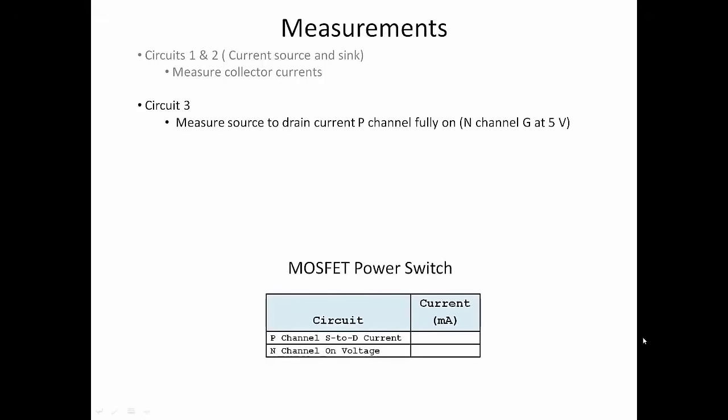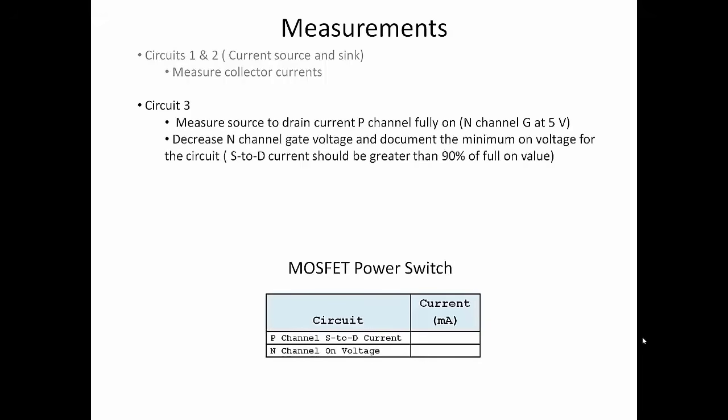For your first measurement, apply 5 volts to the gate of the N-channel MOSFET and measure the current that flows through the P-channel MOSFET to the load. For the second measurement, decrease the N-channel gate voltage and document the minimum fully on voltage for the circuit. We will define fully on such that the source to drain current in the N-channel MOSFET is greater than 90% of the full value that you measured in the first part for this circuit.